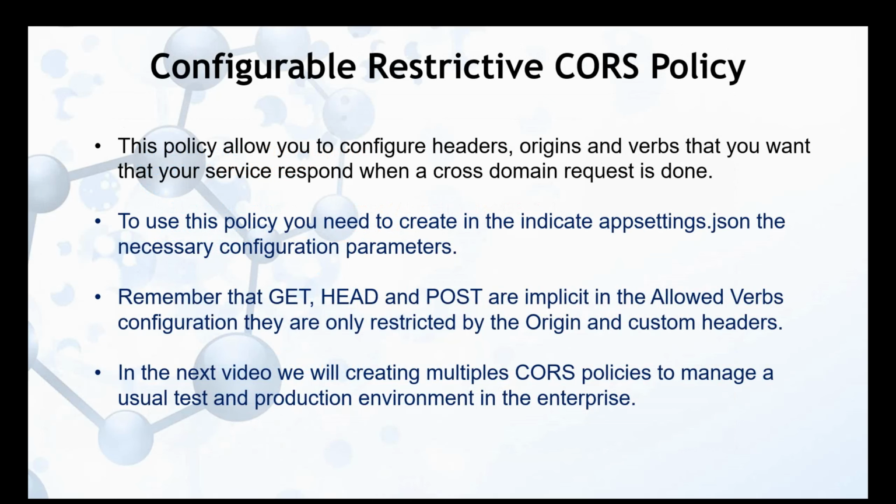To summarize, configurable restrictive CORS policies allow you to configure the header, origin, and verbs that you want your service to respond to when a cross-domain request is made. To use this policy, you need to create in the indicated app setting environment JSON the necessary configuration parameters. Remember that GET, HEAD, and POST are implicit in the allowed verb configuration. They are only restricted by the origin and custom header. In the next video, we will create multiple CORS policies to manage a usual test and production environment in the enterprise.